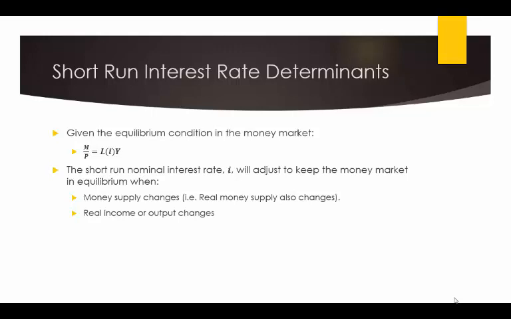When the key variables in this market, that is the money supply and real incomes, change, the nominal interest rate also changes, and its direction and magnitude of change can be predicted by knowing the direction and magnitude of the money supply or real income change.